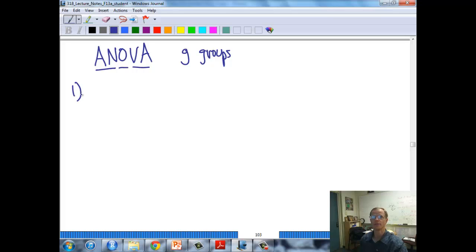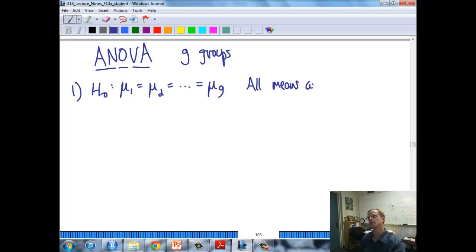So this is a hypothesis test. It's a classical hypothesis test, and the null hypothesis is the mean of group 1 equals the mean of group 2 equals the mean of group 3, and so on, all the way up to the Gth group. All means the same. So all means are the same.